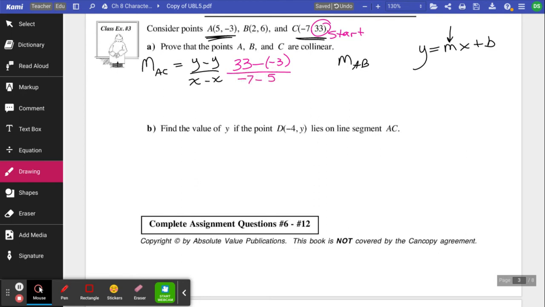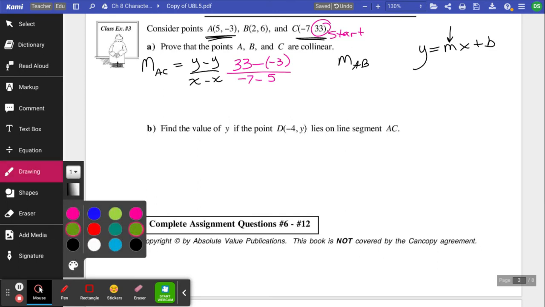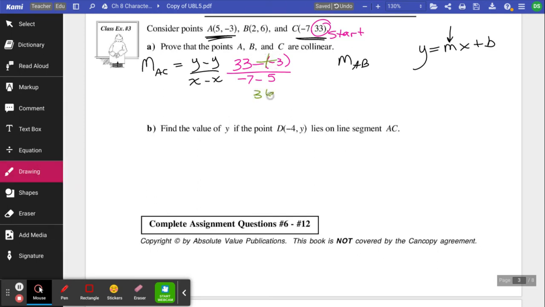Okay, so we end up with the plus sign here. So this is plus, and we end up with 36 over negative 12. We can reduce that. What would it be? Negative 3 over 1. That means you're going to fall 3 and run to the right 1. Correct? Good. Let's go find the slope of AB.